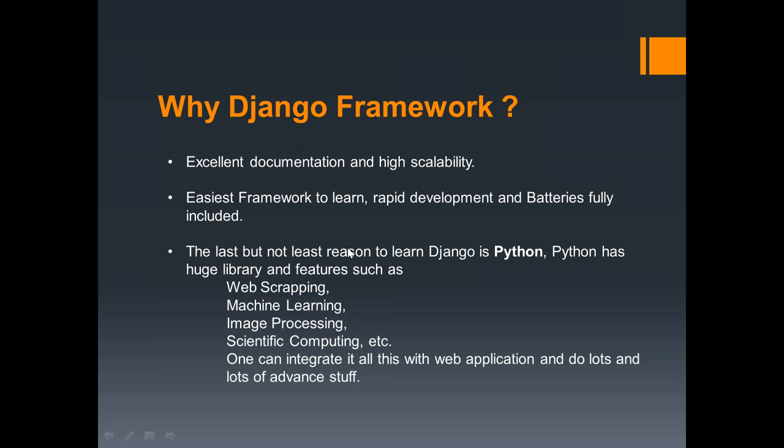And one more thing, the main thing is it's very easy to learn, guys. Django is really easy to learn, and we have also discussed rapid development, right? We can develop prototypes, and we can develop a real product very easily with Django. And batteries included. Batteries included means it has all the important functionalities built into the Django framework, so you don't have to go and install some other library to get that functionality. For example, if you want to communicate with the database, Django provides ORMs.